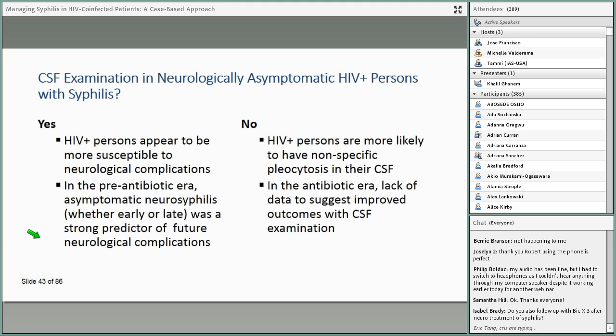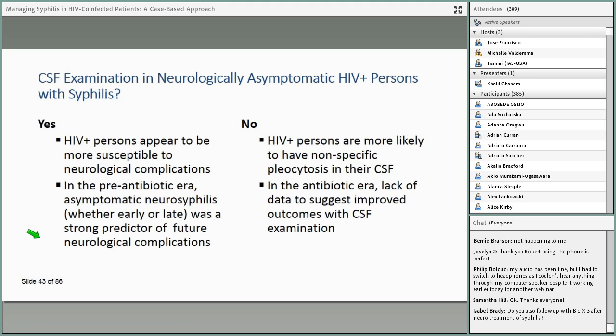And then the CDC says consider doing a lumbar puncture in patients without neurological signs or symptoms who do not demonstrate a fourfold decline in non-treponemal serological titers following therapy. So if you treat a patient, you wait long enough, and their RPR titers don't come down, the CDC says consider doing a lumbar puncture. We're going to talk a little bit more about that in the next few slides.